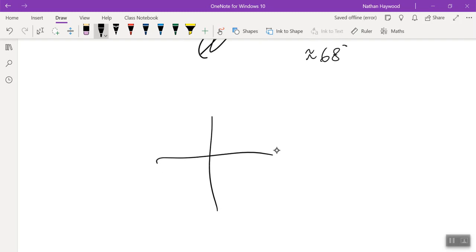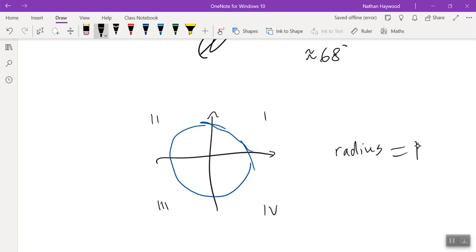Does anyone know what a quadrant is? A quarter, very good. It's got 4 quadrants. The first quadrant is the one on the top right. So if you're not writing this down, or if it's not on your unit circle, you should be writing it down. Four quadrants. It has a radius of 1.